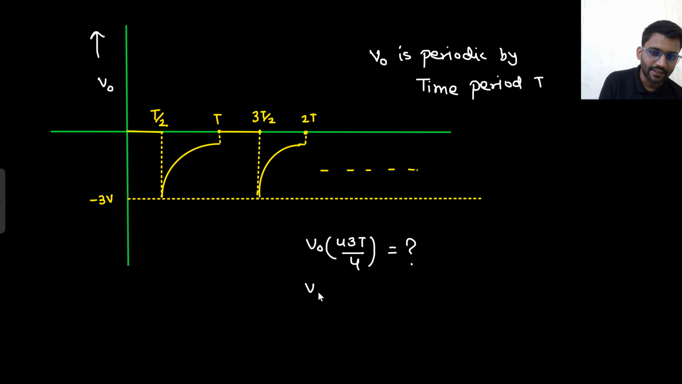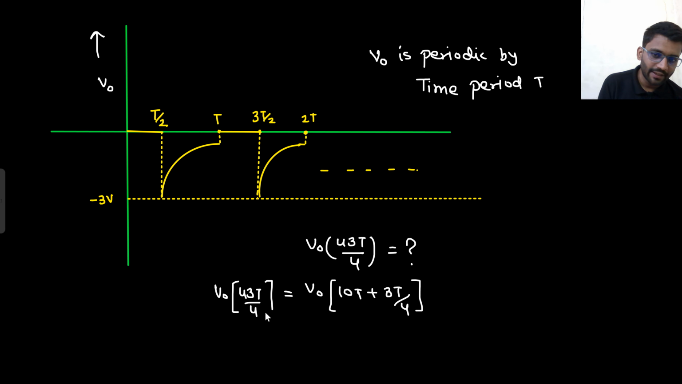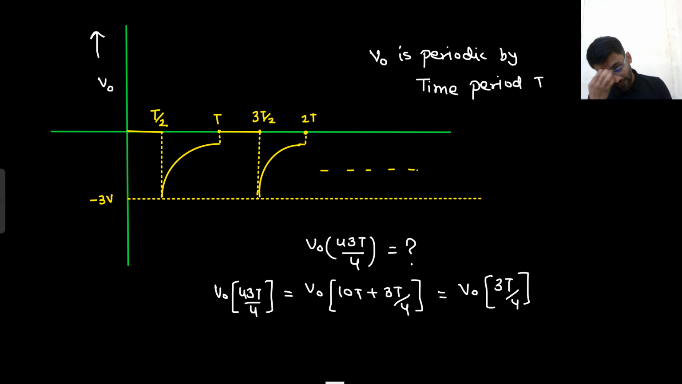What I can see here is that it is written 10T plus 3T by 4, right? So V naught value at 43T by 4 can be written as V naught value at 10T plus 3T by 4. That would be equal to V naught value at 3T by 4. That's it. Where will be 3T by 4? Here. This will be our 3T by 4.